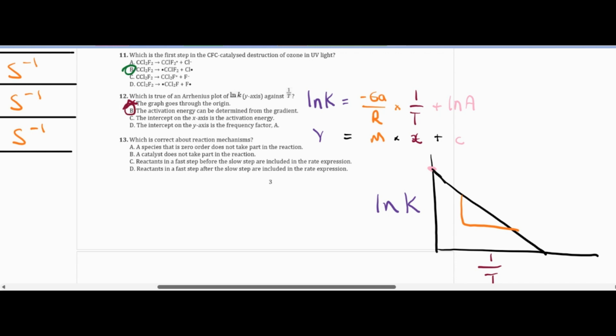The intercept on the x-axis is the activation energy. No, it isn't. The intercept on the y-axis is the frequency factor A. No, it's actually ln A, so that's why D is incorrect. And that leaves us with B. So make sure that you can draw this graph and substitute y = mx + c into the equation.